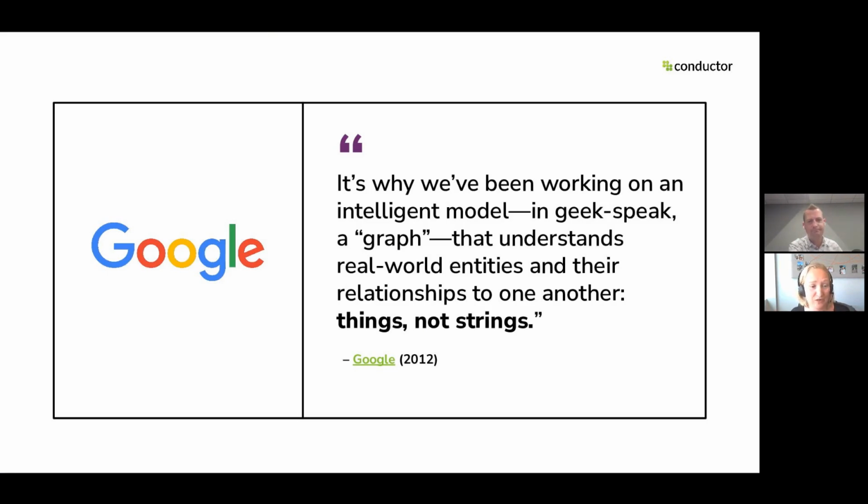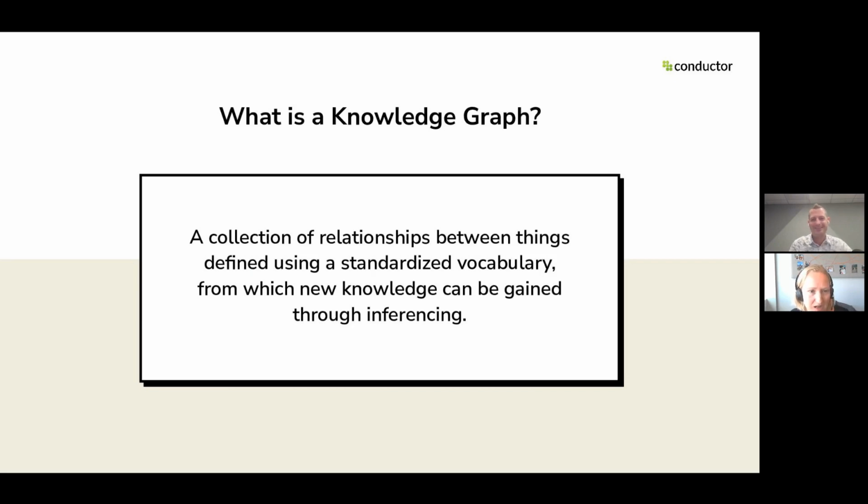So in 2012, the famous quote about moving from strings to things, we've been working on this geek speak graph that understands real world entities and their relationship to one another. Oh my goodness, this is the stuff we're talking about today. And so I always like to just pause and say, okay, Martha, you've thrown around knowledge graphs for a bit. What is it? So it's basically a collection of relationships between things using a standardized vocabulary to which we can then gain new knowledge and inferencing. And so if you think of my introduction slide, I'm using a standard vocabulary, schema.org, and I'm explaining the relationships between things, right?